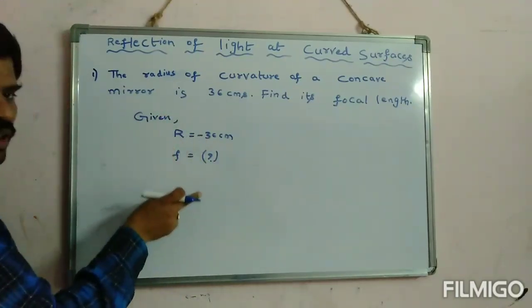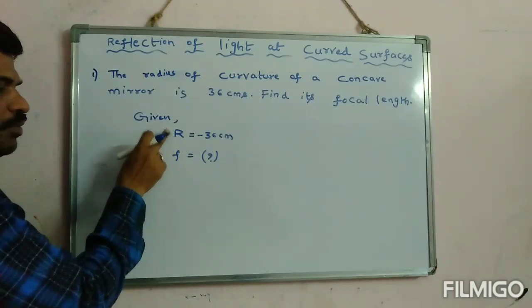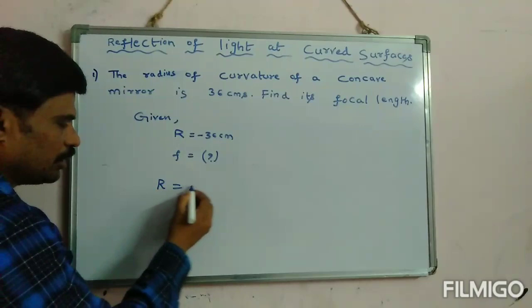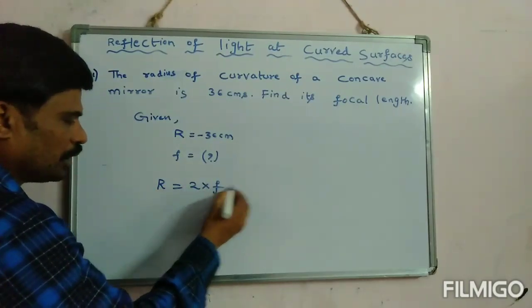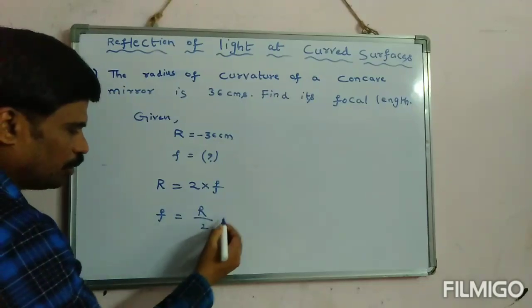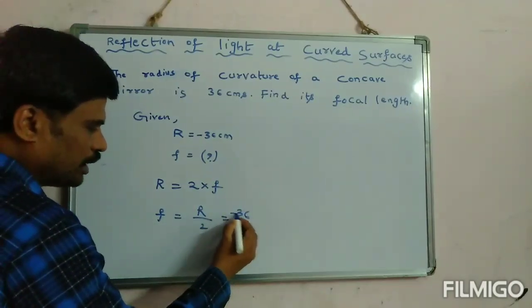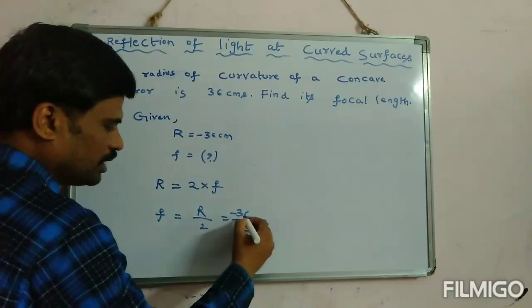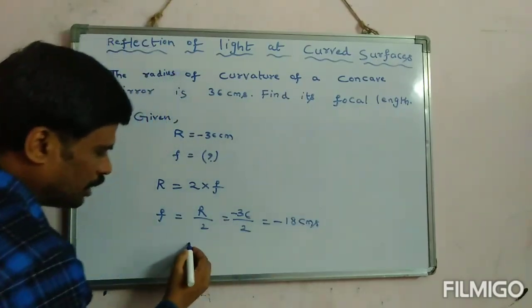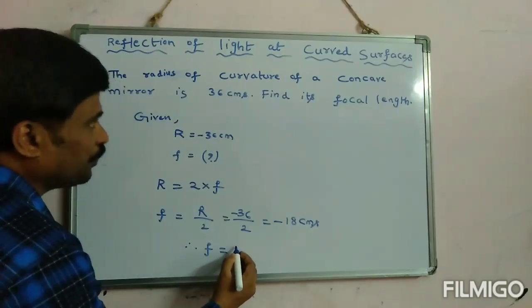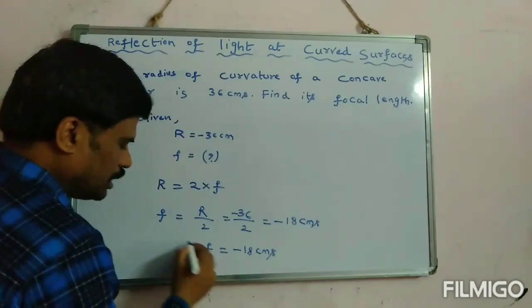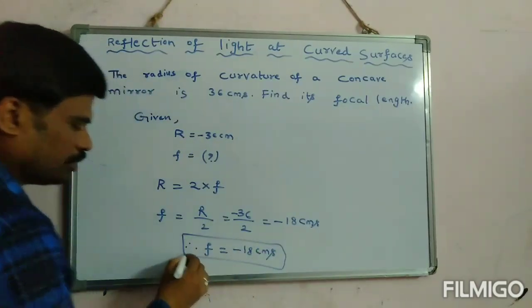So, what is the formula between radius of curvature and focal length? The formula is radius of curvature equals 2 into focal length. So, what is focal length? f = R/2, that is minus 36 by 2. If you cancel, you will get minus 18 centimeters. Therefore, focal length of concave mirror is minus 18 centimeters.